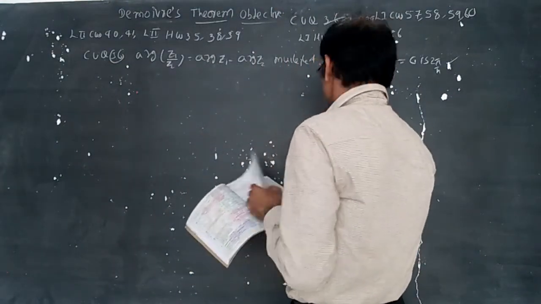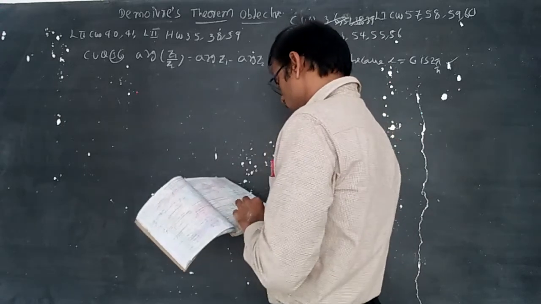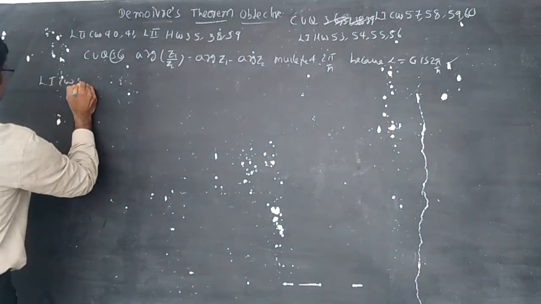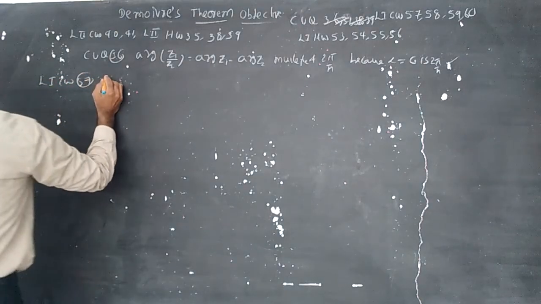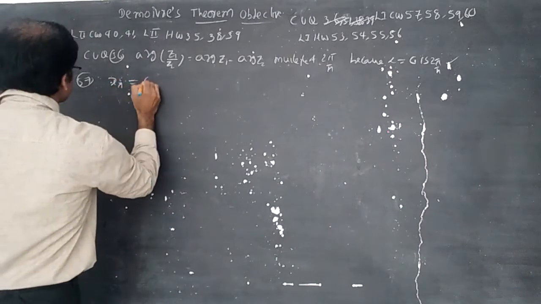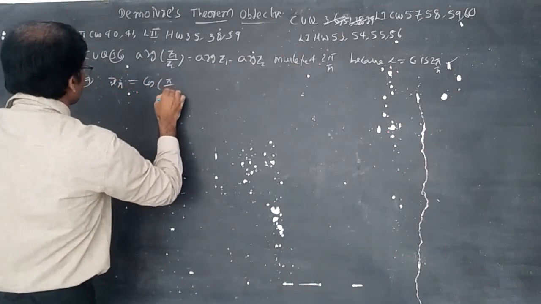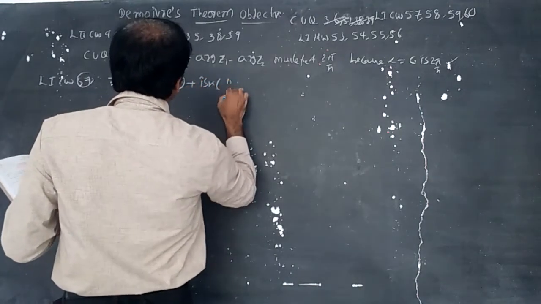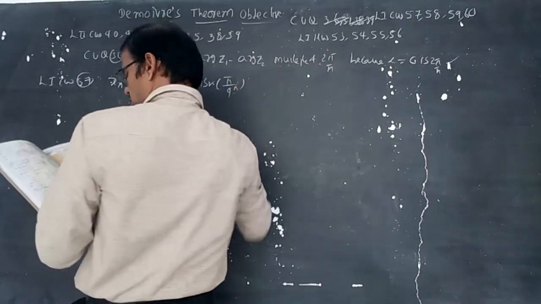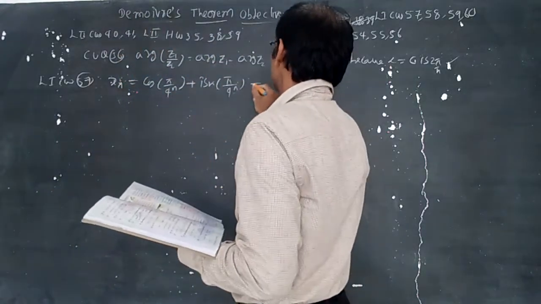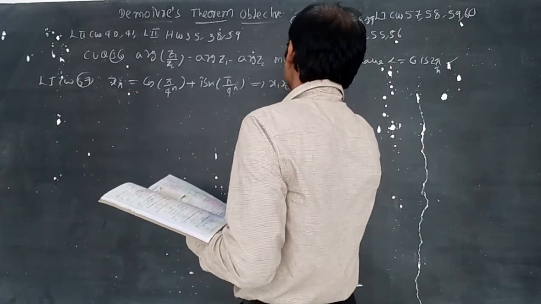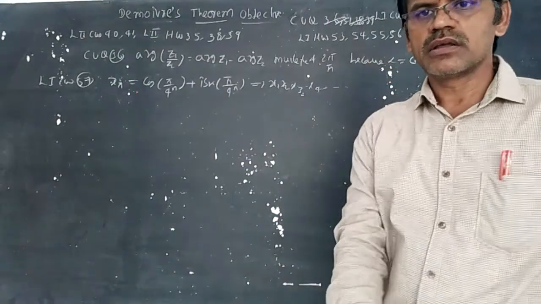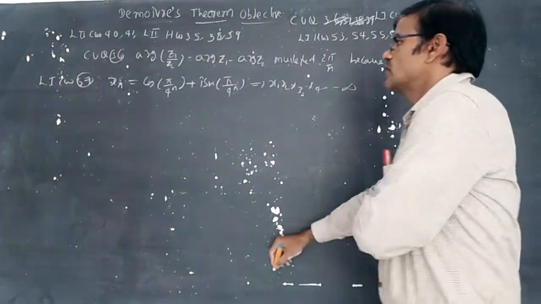Let us open Level 1 classwork 57, 58, 59. Level 1 classwork 57. If xn is equal to cos pi by 4 power n plus i sin pi by 4 power n, that implies x1 into x2 into x3 into so on, x4, so on until infinity.